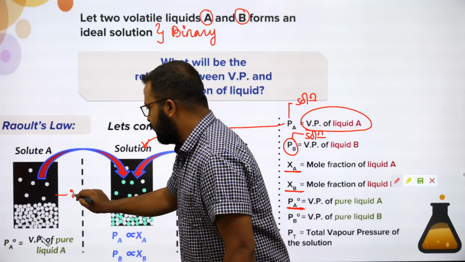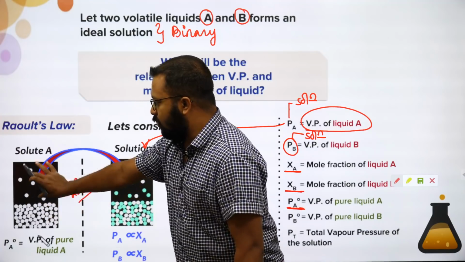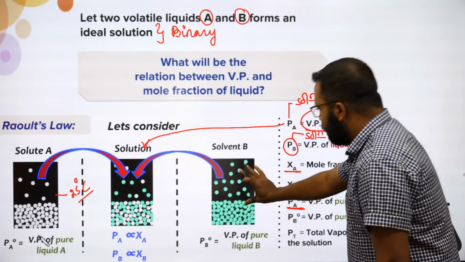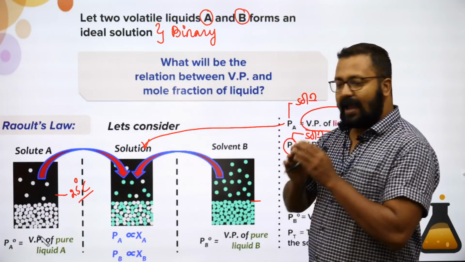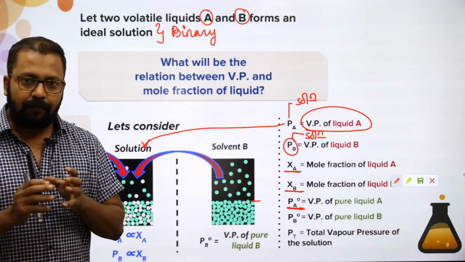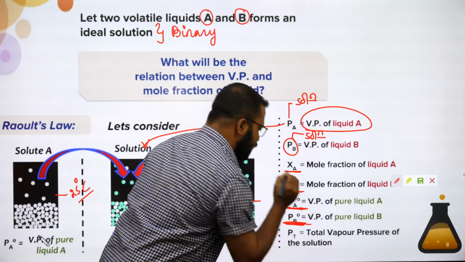So at 25 degrees Celsius, there could be a certain amount of vapors within the pure liquid chamber, and that will turn out to become the ideal vapor pressure. So that is the ideal vapor pressure P0A and P0B.